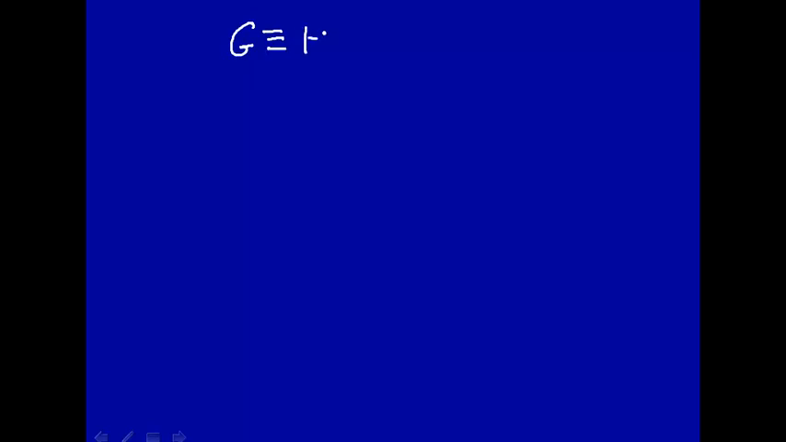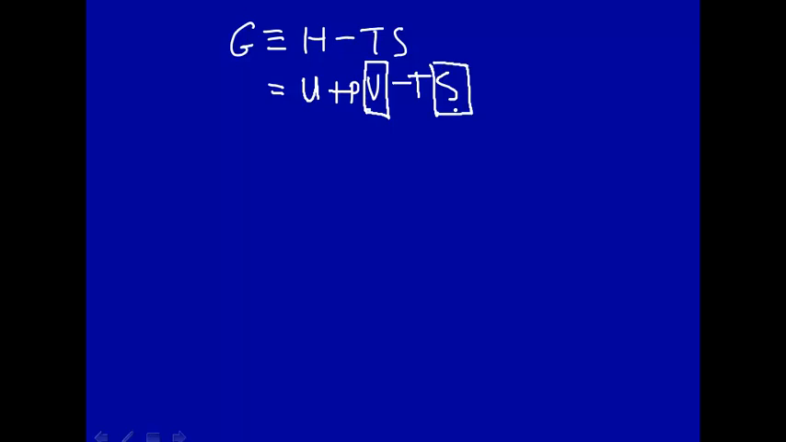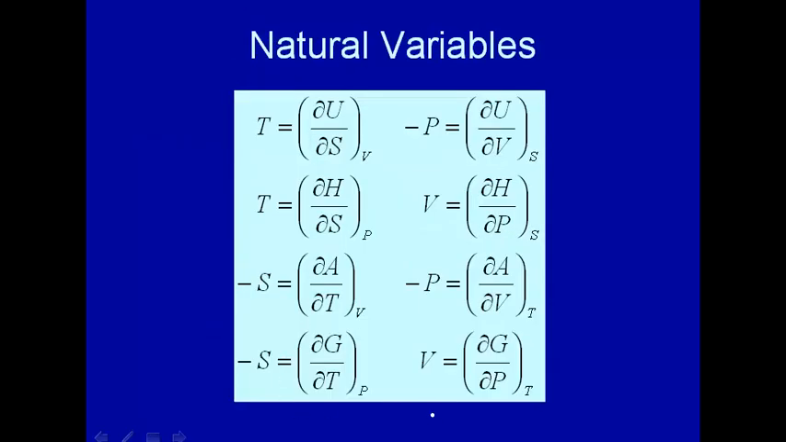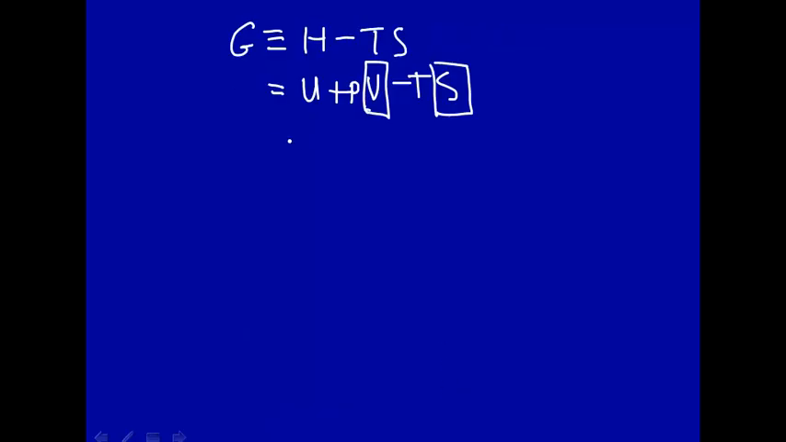G is defined as H minus TS, and H is defined as U plus PV, minus TS. Let's look at this. Volume and entropy. You can associate volume and entropy as derivatives, so let's just go ahead and do that. So this is equal to U plus P, how G changes with P at constant volume.